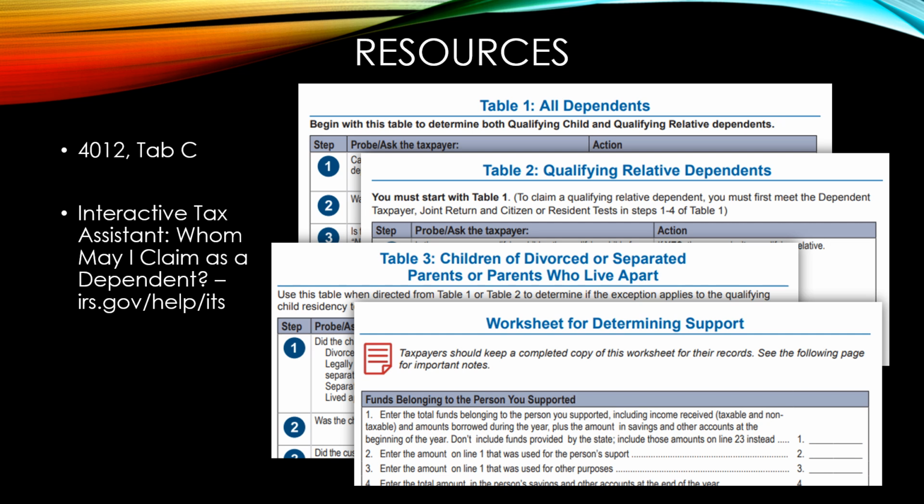And then there's the interactive tax assistant on irs.gov. Whom may I claim as a dependent? Again, it will run you through some questions, and based on the answers to those questions, it will say whether or not this person can be claimed as a dependent and what type of dependent they can be claimed as.